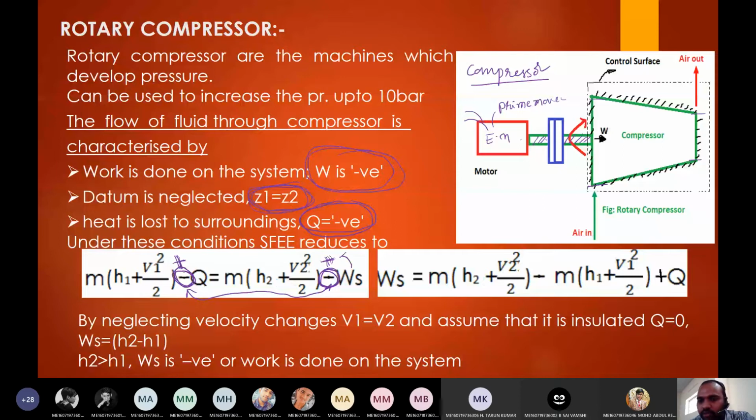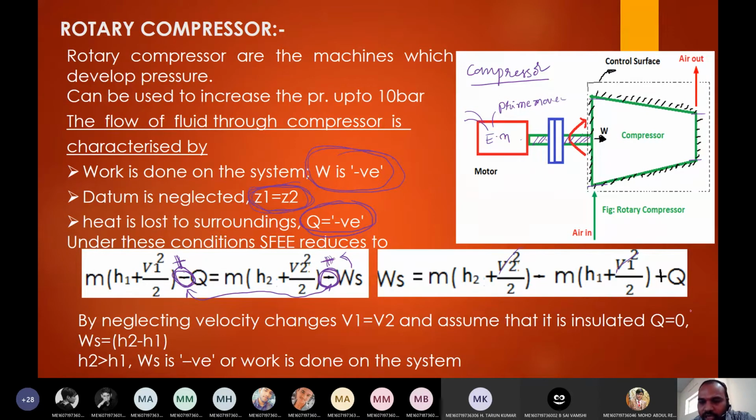Let us assume there is no change in the velocity. Let us say velocity is almost constant. V1, V2 can be neglected again. This is our assumption only. By assuming V1 is almost equal to V2, I can cancel these velocity terms also. Then I am left with WS is equal to M into H2 minus H1 plus Q.